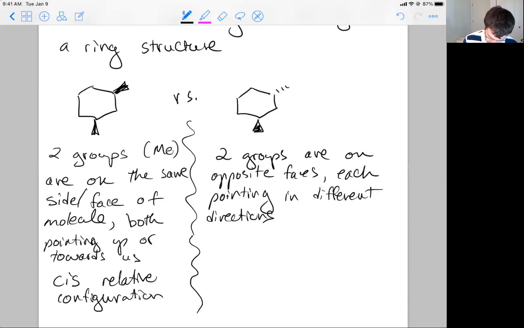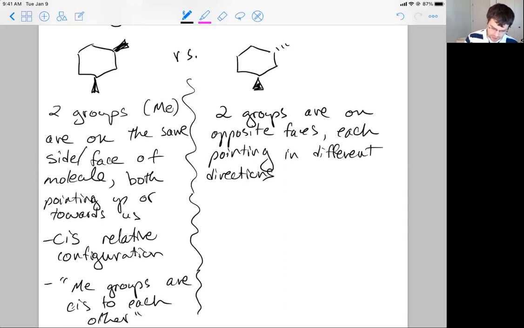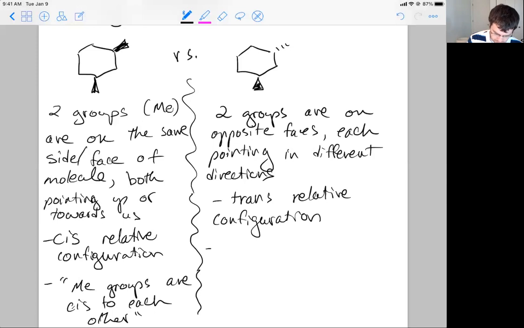Using this in a sentence, I really like this latter point. Just calling a molecule cis works a lot of the time when it's appropriate, or trans conversely. But what generally is more useful is to say the methyl groups are cis to each other. Now, in the right example, we have things moving in opposite directions. That is the trans relative configuration, where we would say the methyl groups are trans to each other, which is the approach I prefer.